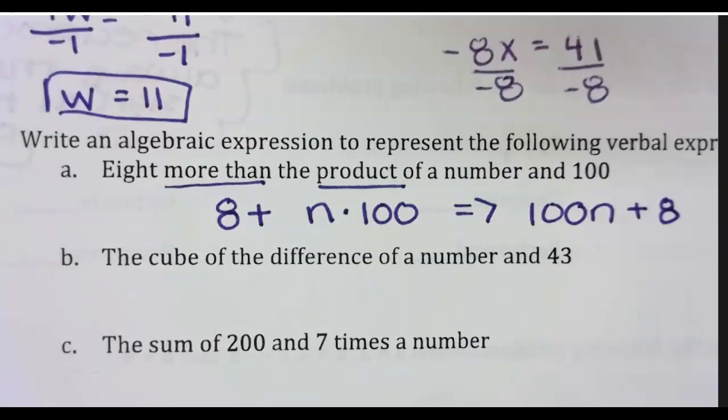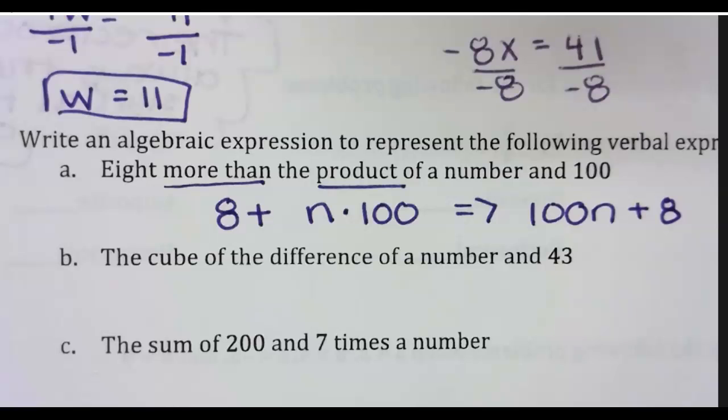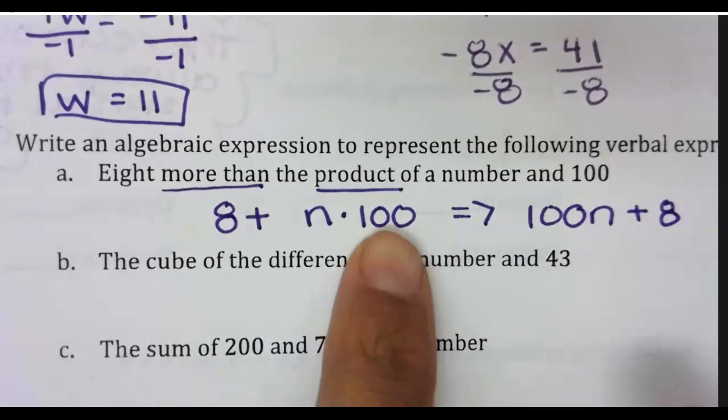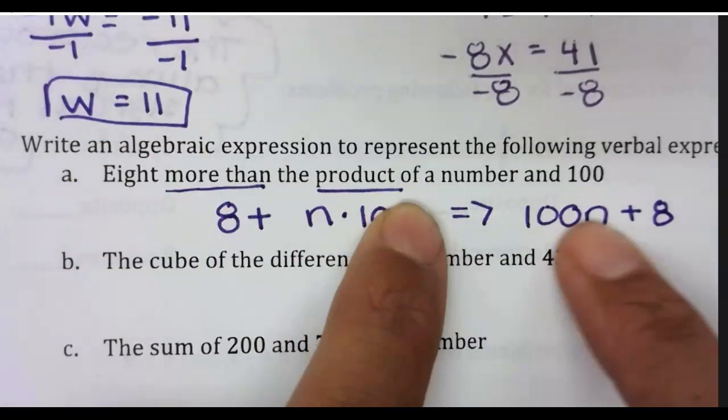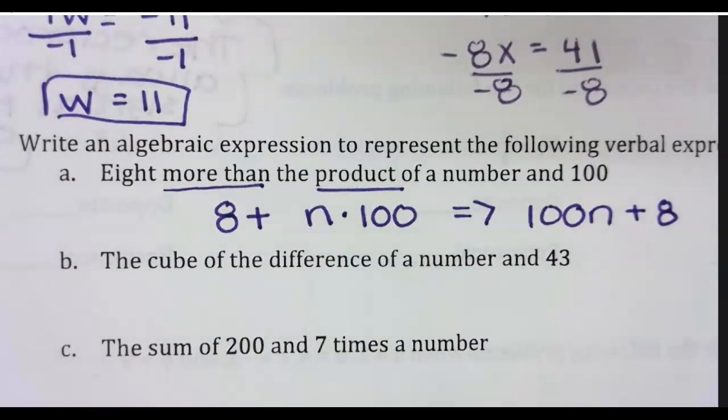Why doesn't order matter? Multiplication and addition are both what? What's the order switching? It's a property. Sophia? Commutative. The commutative property of addition and multiplication say the order doesn't matter. N times 100 is the same as 100 times n. 8 plus the product is the same as the product plus 8.